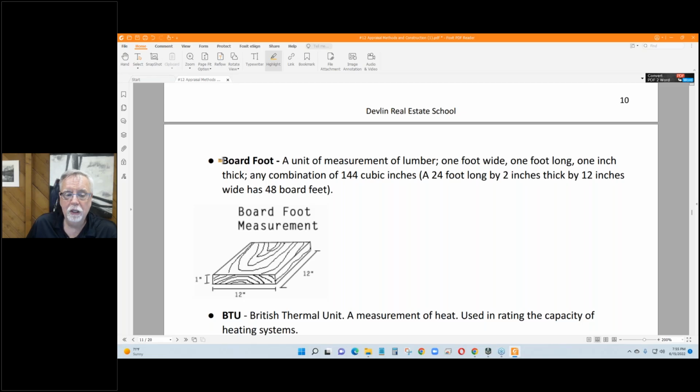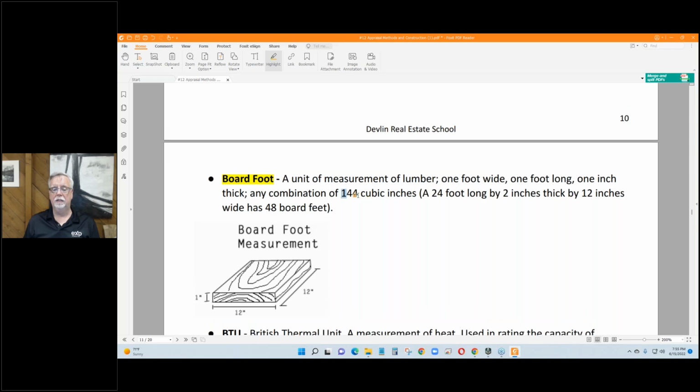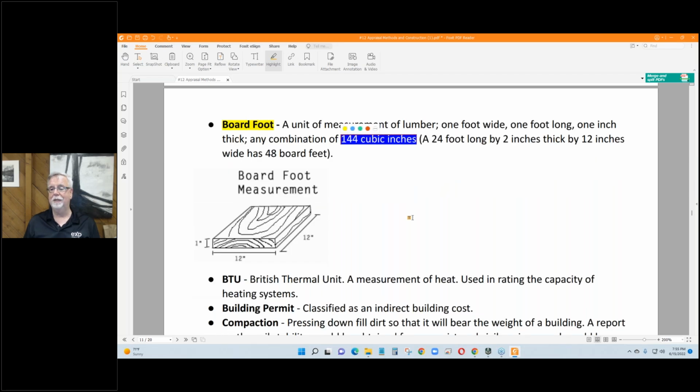A board foot, you might think that's what I get when I'm standing in line at the bank. You know, I've been there for 10 minutes and I can't feel my toes moving anymore, but that's not what we mean, not that kind of a foot. A board foot is a measurement of wood, and 144 cubic inches is one board foot.